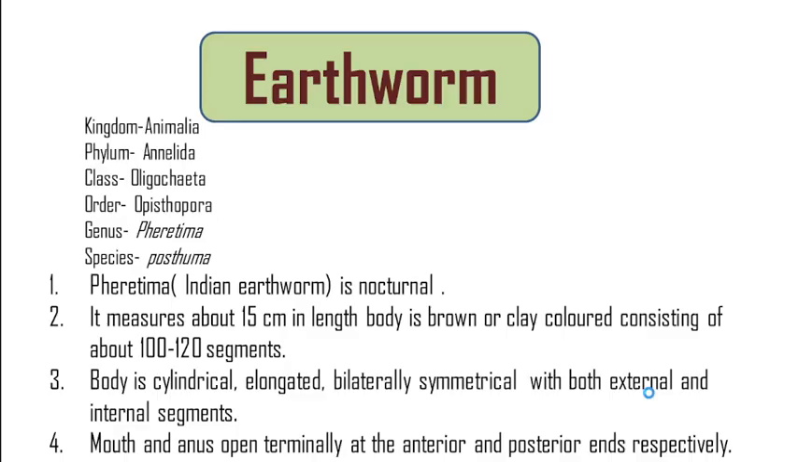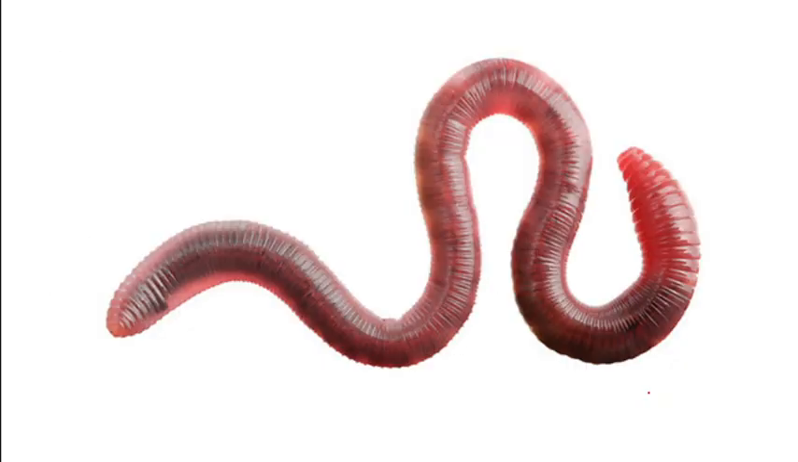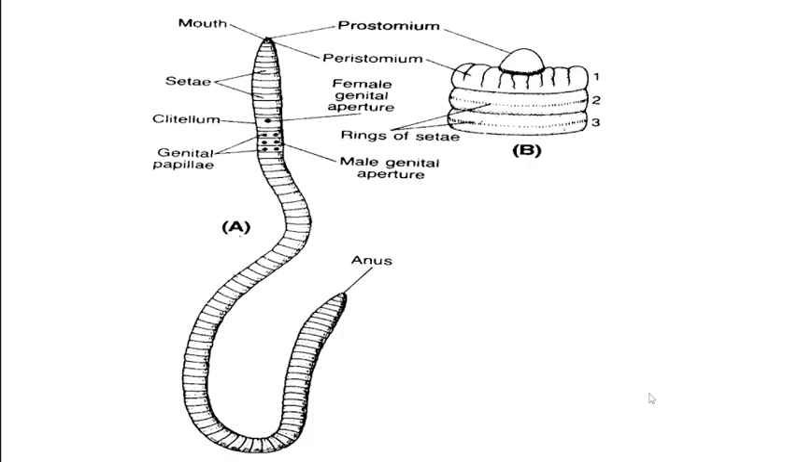Next, earthworm. It looks like this. It has segments on the body, and this is the diagram. Here you can see the mouth. These are the CT. This region is called as the clitellum. These are the genital papillae. This is the male genital aperture. This is the female genital aperture here. This is the peristomium and prostomium. This is the anus.